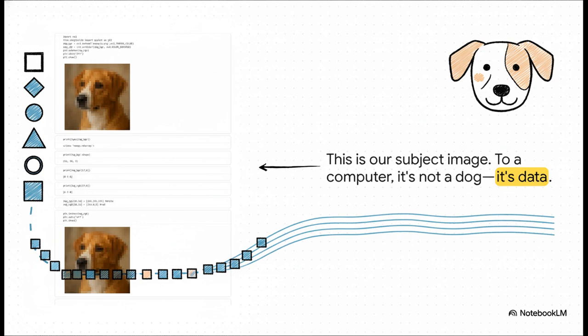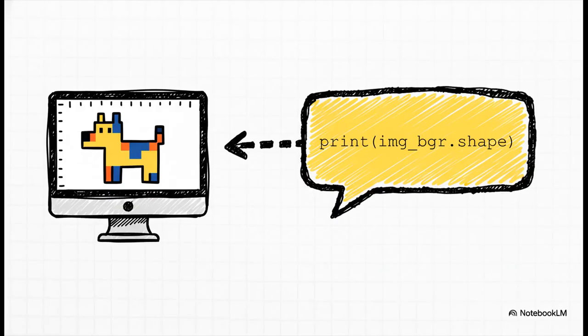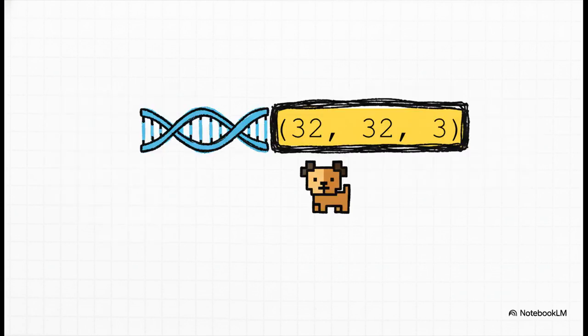To the computer, though, this is just a file. It has no idea it's looking at an animal. It's just a chunk of data. So the first thing we can do is just ask the computer to describe this data for us. We can use a super simple line of code to ask it, hey, what is the shape of this image file? What are its dimensions? And this is what it spits back, a set of three numbers, 32, 32, 3.